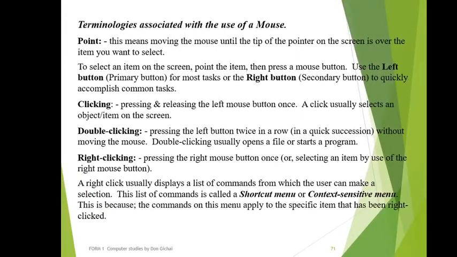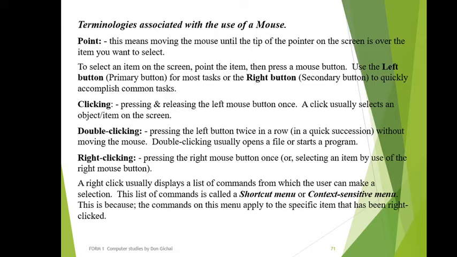Therefore, we have terminologies associated with the mouse. The mouse can be used to select or to point. The mouse can be used for clicking. The mouse can be used for double clicking. The mouse can also be used for right clicking and also for scrolling. And when you talk about clicking, clicking is pressing the left mouse button once and releasing it to select an item. The action is to select an item.